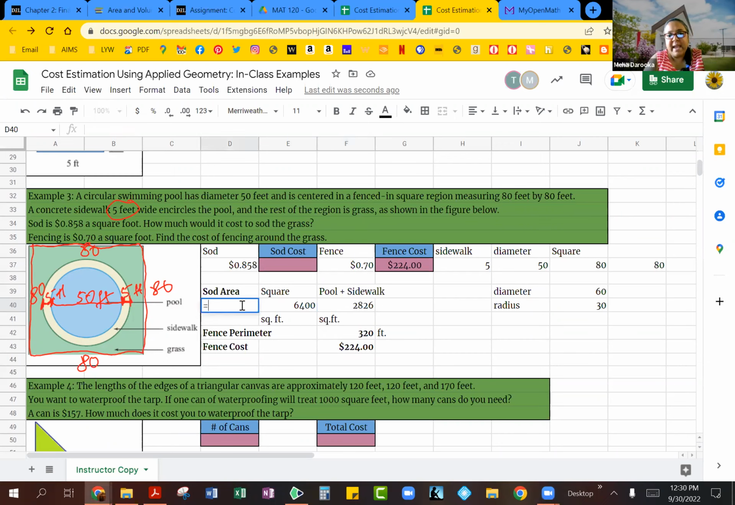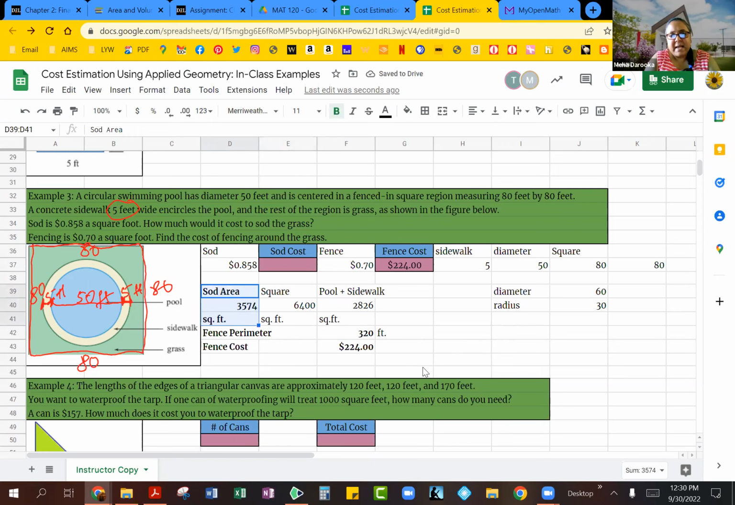So our sod area where we need to lay the sod is actually going to end up becoming the 6,400 minus the 2826 that we have for the pool included with the sidewalk. Very nice, Terry. Perfect. And since we are still talking in terms of area, this is still going to be square feet. So this is the value we are interested in.